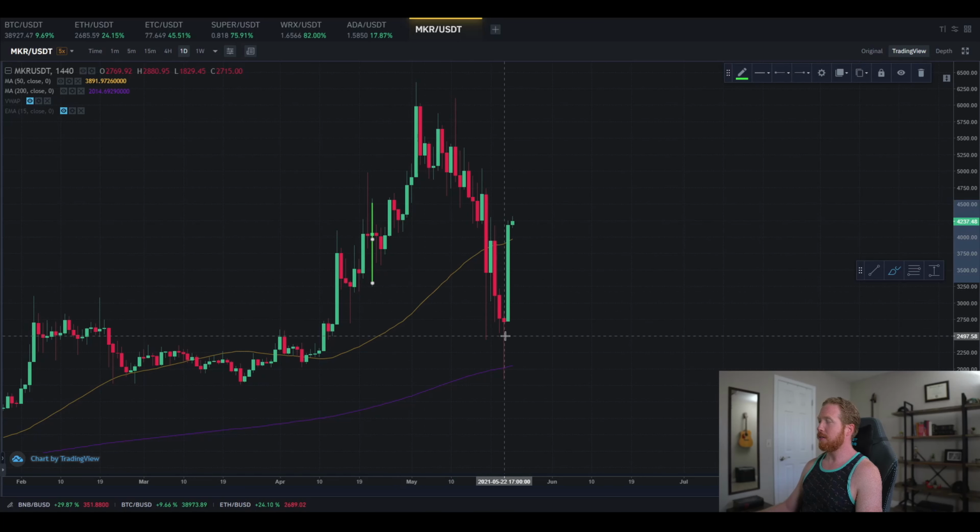Big green bar. On the 22nd, that was the second major sell-off from Bitcoin. And the third major sell-off was on the 25th. That's right here. So we're talking, Maker has been just consistently outperforming Bitcoin.